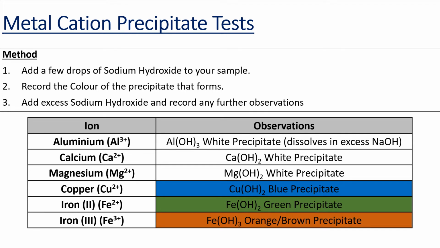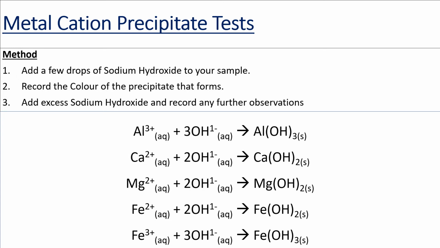But that's everything you need to know about the precipitate tests. So here are the reactions that are actually occurring. So we've got our aqueous metal ions, and they're reacting with the sodium hydroxide. Now these are just the ionic equations. I've removed the sodium ions because they're just spectator ions. They're not doing anything worthwhile in the reaction.